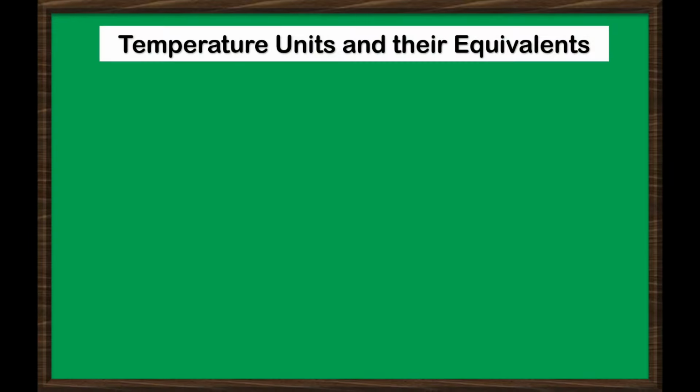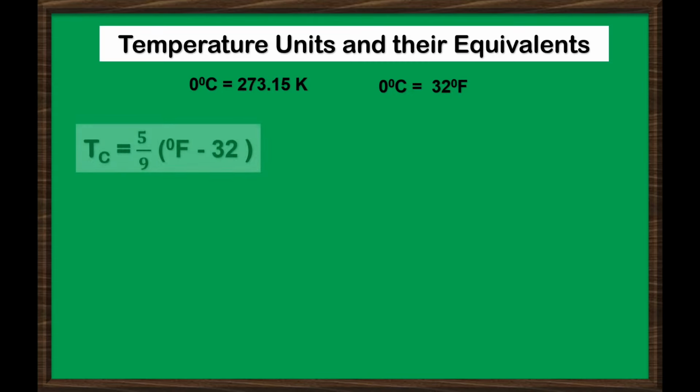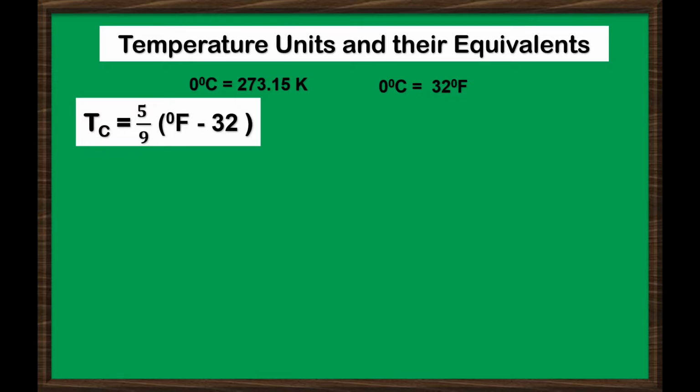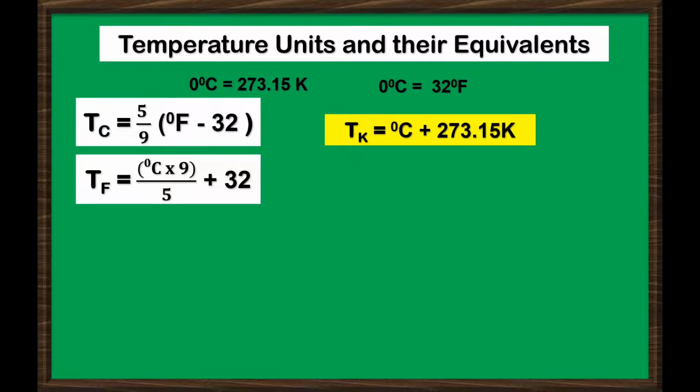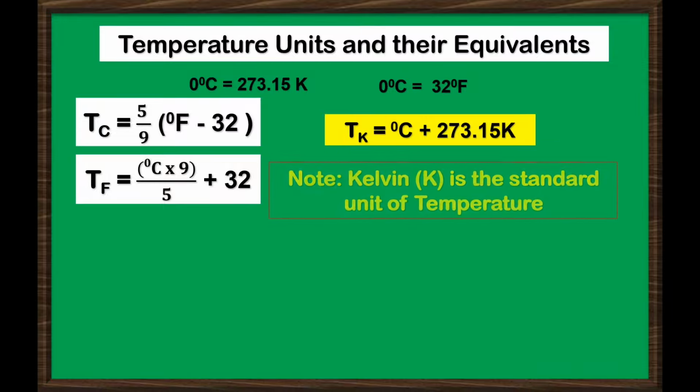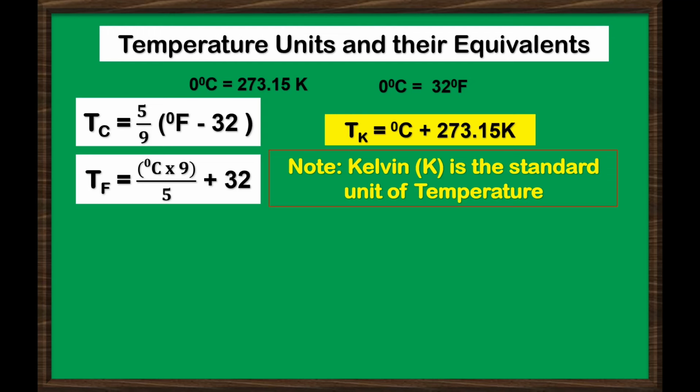Temperature units and their equivalents. Remember, 0 degrees Celsius is equal to 273.15 Kelvin, or 0 degrees Celsius is equal to 32 degrees Fahrenheit. These are the formulas that you can use to convert the units of temperature. For converting degree Fahrenheit to degree Celsius, converting degree Celsius to degree Fahrenheit, and for converting degree Celsius into Kelvin, you just add 273.15 Kelvin. Remember, Kelvin is the standard unit of temperature. In dealing with gas law problems, always make sure the unit of temperature is in Kelvin.